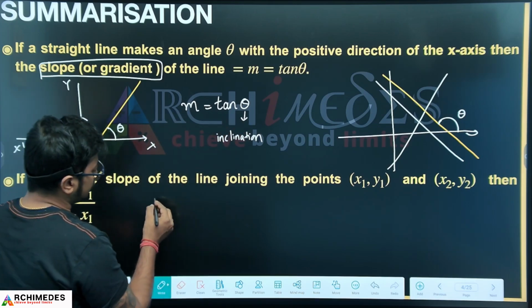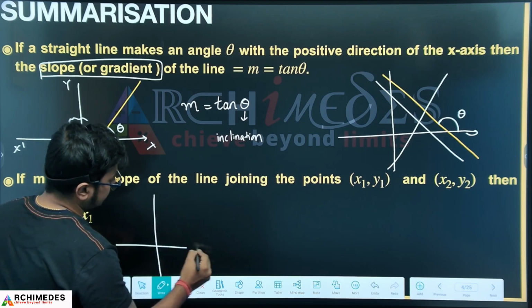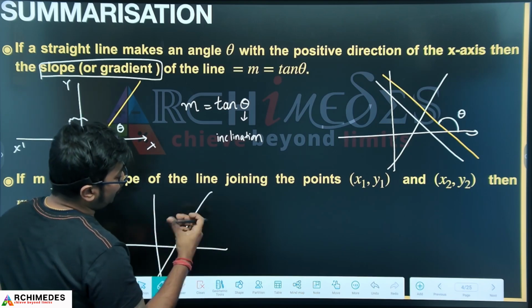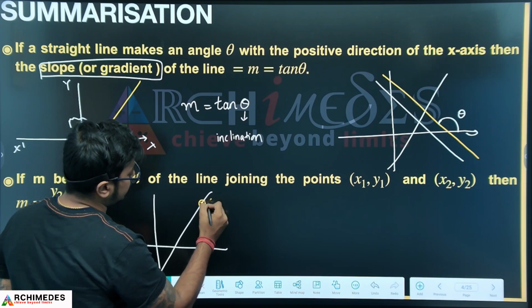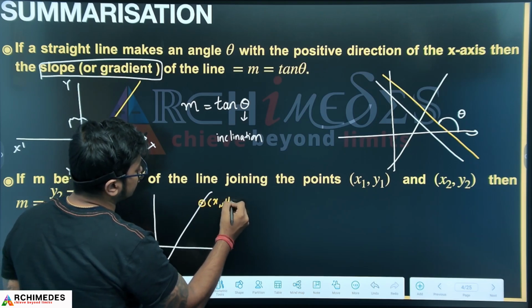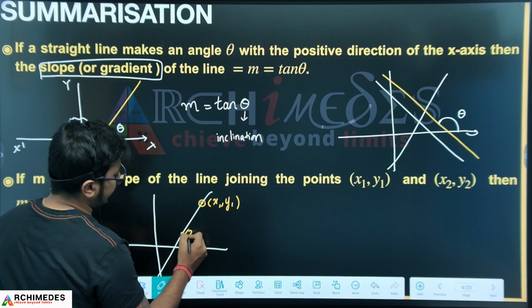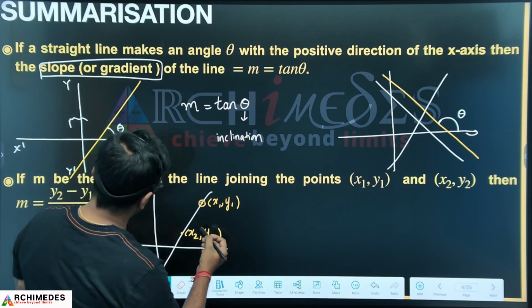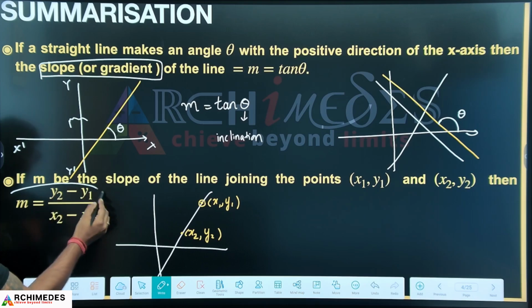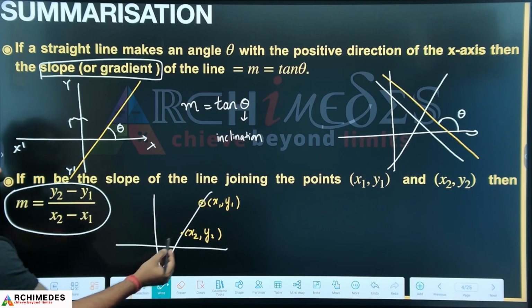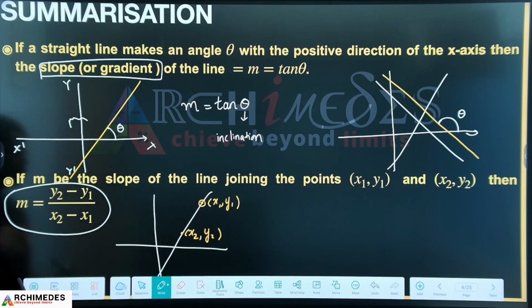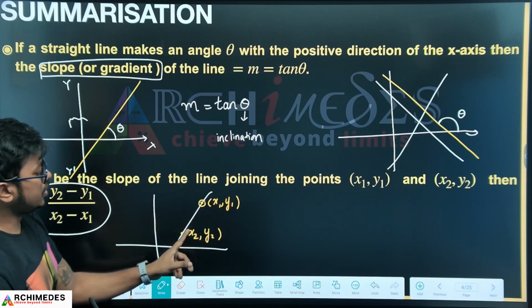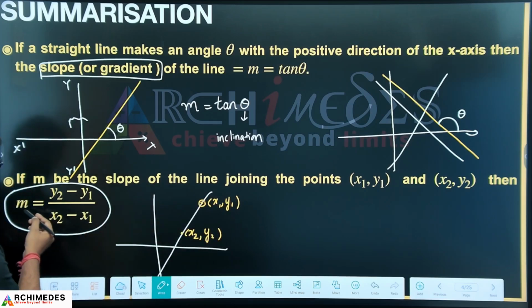But suppose this is a line where two points are known. Suppose one point is x1 comma y1, and another point let's consider as x2 comma y2. Then how to find the slope? The slope formula is y2 minus y1 divided by x2 minus x1. So m equals y2 minus y1 divided by x2 minus x1. This is how you have to find the slope. Am I clear?